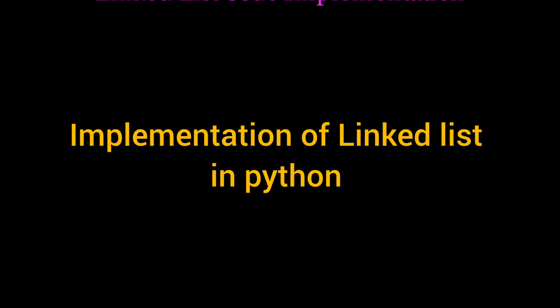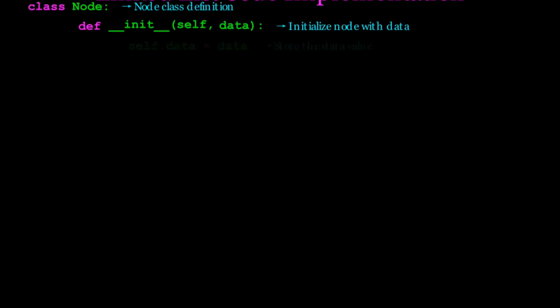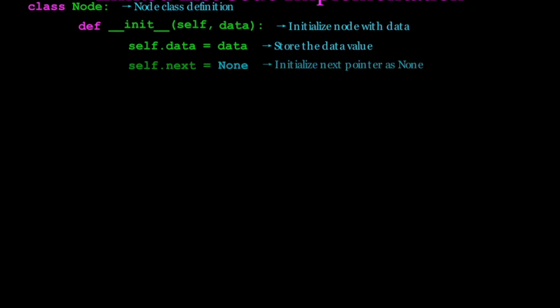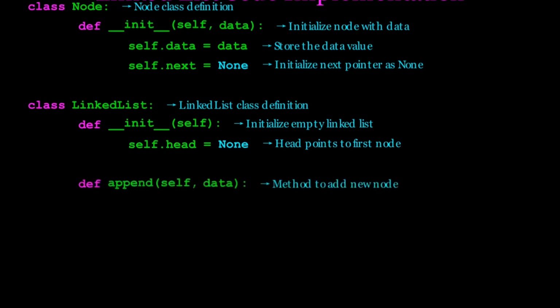Let's implement a linked list using Python. So first we define a node class. Each node is initialized with data, that is a value, and a next pointer set to None, indicating the end of the list. Next, let's look at the linked list class. This class manages the nodes and provides methods to manipulate the list. The head attribute points to the first node in the list. If the list is empty, head is None.